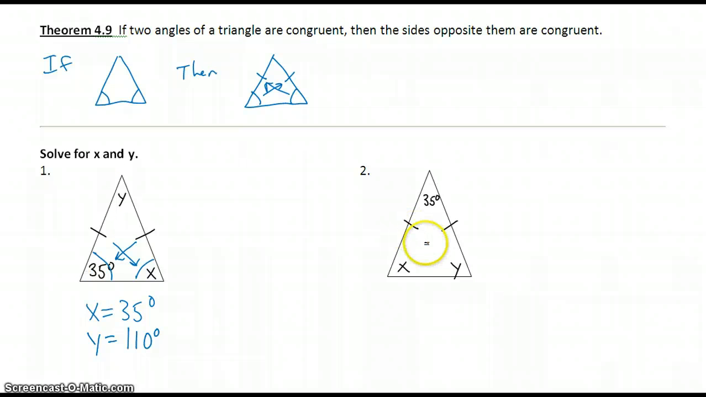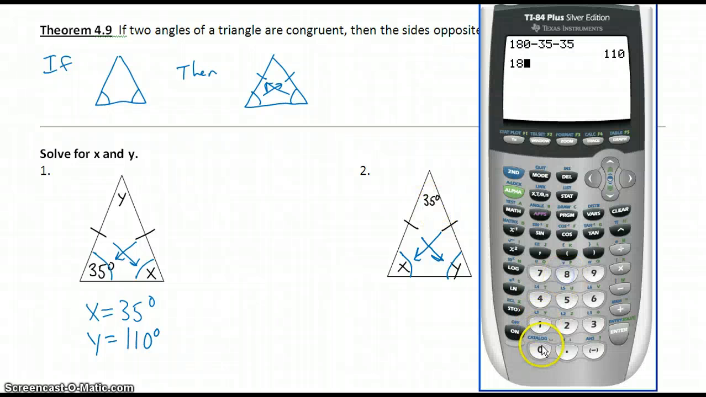In example 2, across from our two congruent sides are two congruent angles. If we look, we've already used 35 degrees for this vertex angle. So if I take 180 degrees, because there's 180 degrees in this entire triangle, and subtract off the 35 degrees I've already used, I have 145 degrees left. And since both of these angles are exactly the same, I'm going to divide up this 145 degrees equally.